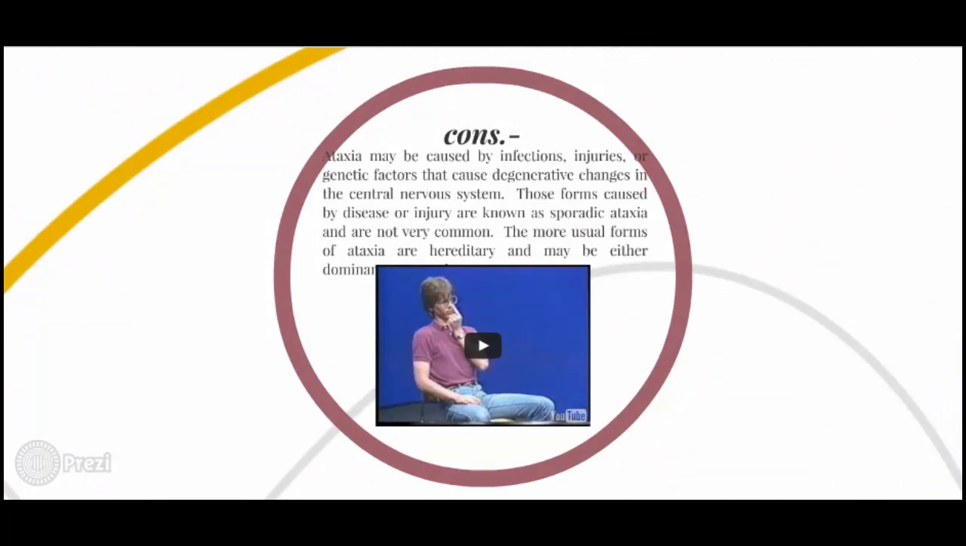Cons. Ataxia may be caused by infection, injuries, or genetic factors that cause degenerative changes in the central nervous system. Those forms caused by disease or injury are known as sporadic ataxia and are not very common. The more usual forms of ataxia are hereditary.